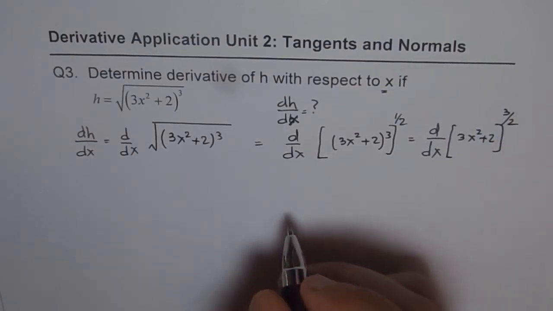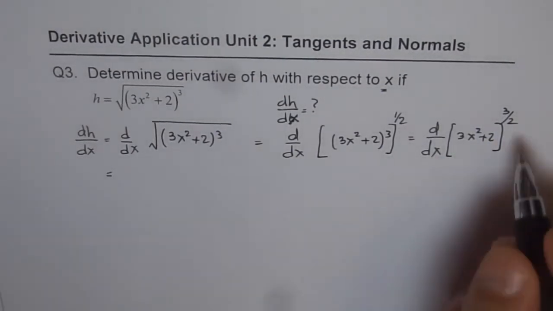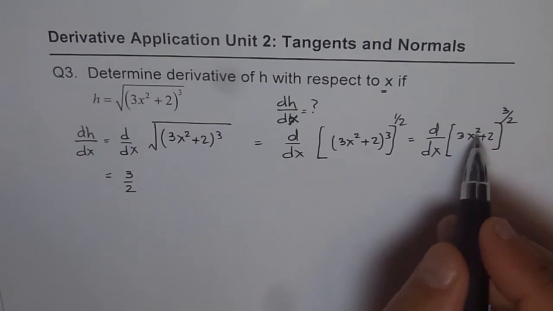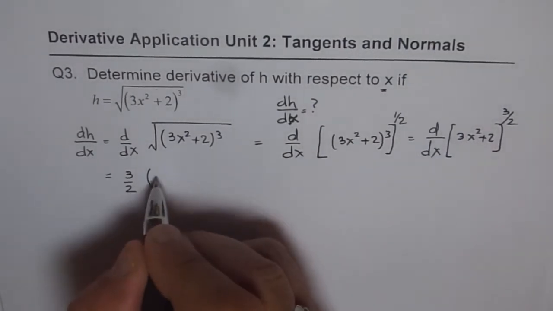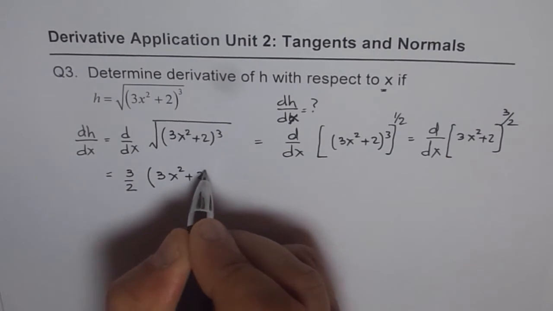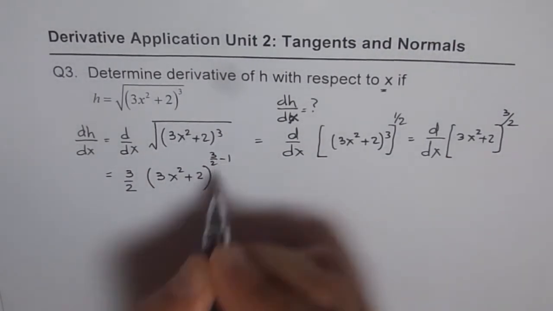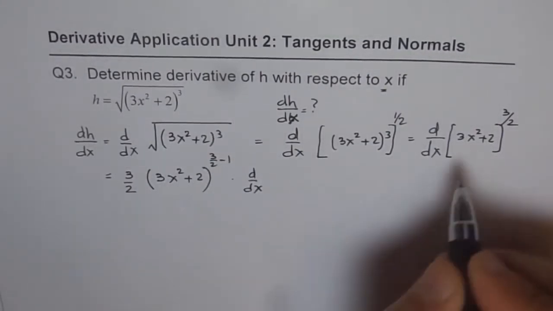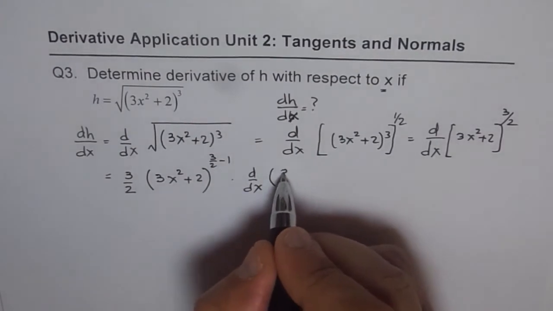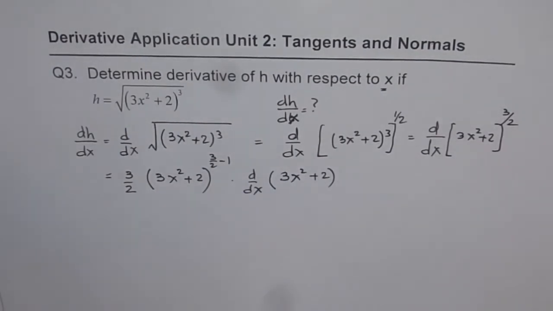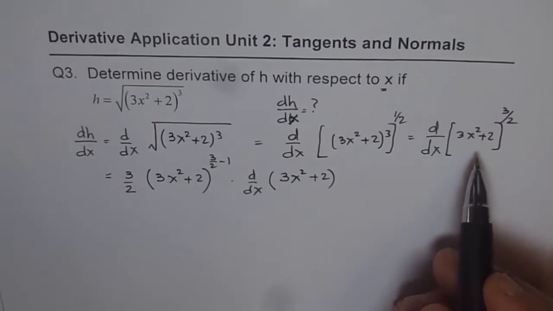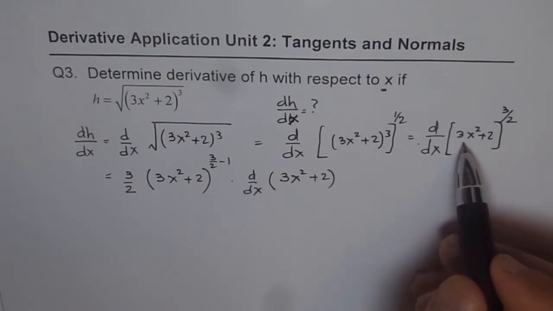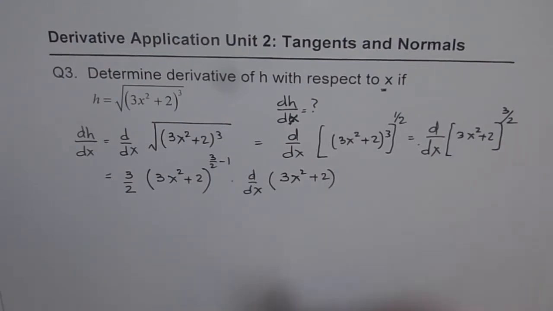Now we can find the derivative using our rule, which is 3 over 2 times the whole thing, which is (3x squared plus 2) to the power of 3 over 2 minus 1. That is from the power rule, times d/dx of the inside function. The inside function for us is 3x squared plus 2. Do you see that? So that is the power rule: 3 over 2 comes here, to the power of 3 over 2 minus 1, times the derivative of the inside function. So that is what you get.